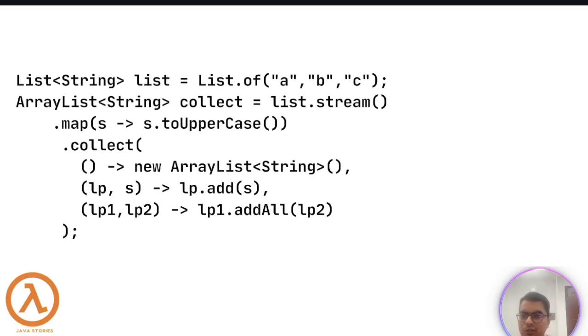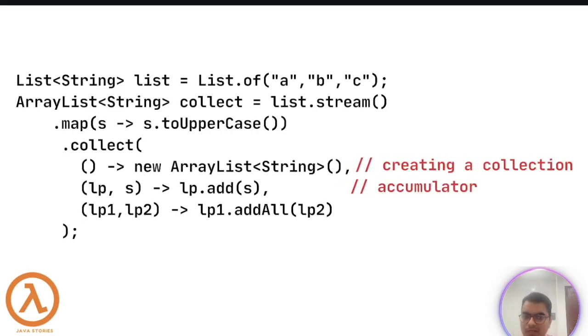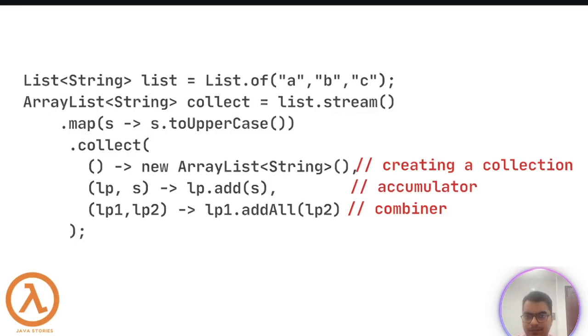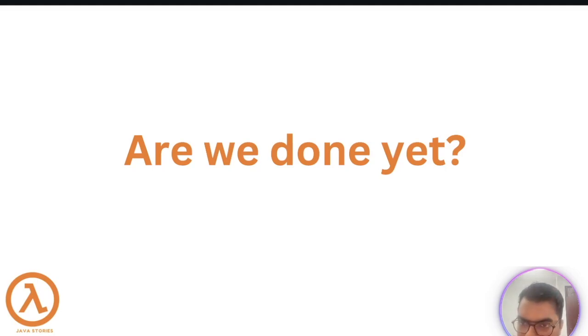So precisely, the first one is creating a collection, which we call the supplier. The second one is the accumulator, and the third one which we are now going to see is the combiner. We are getting these two lists. Of course, this is a binary operator we have applied on these two lists, and how we have applied it is just lp1.addAll(lp2). So this step is called the combiner step, and these three steps basically define the Collector interface: creating a collection, the accumulator, and then the combiner. And are we done yet? Let's see.